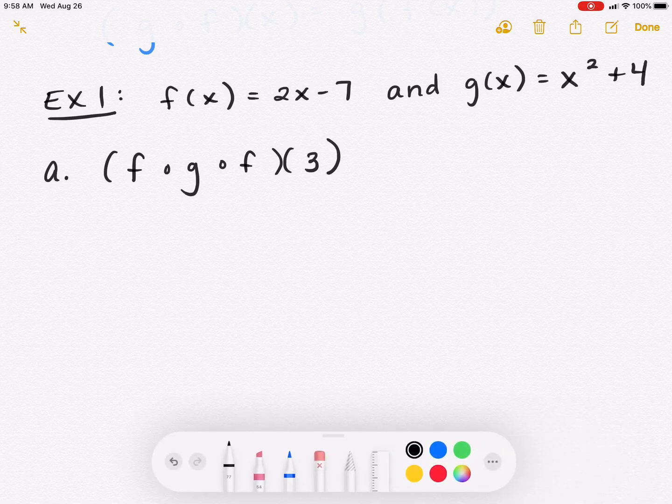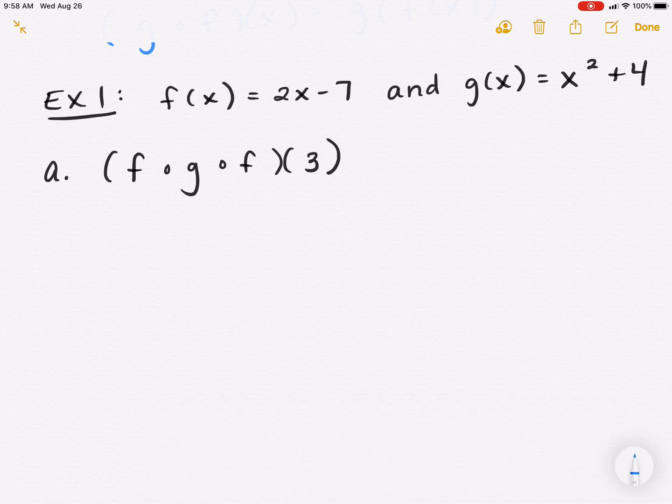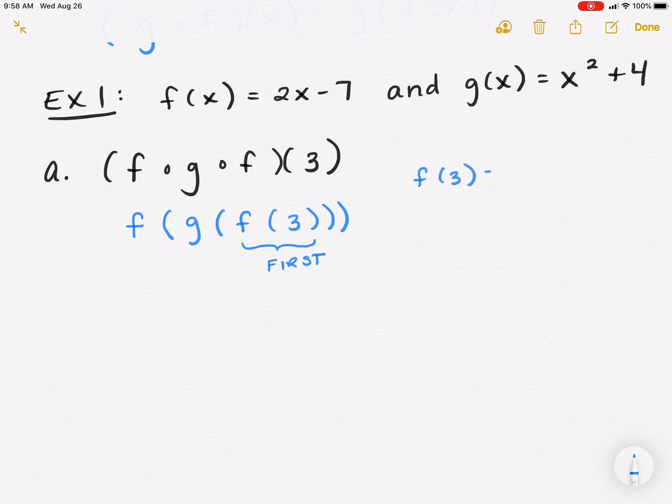Okay? So first thing again is when we have this notation with the open circles, the first thing that I want you to do is use the definition to replace all your open circles with parentheses. I like this notation better because it does a better job of showing me what we're going to do first. And what we're going to do first is we're always going to start with the innermost function. So I'm going to come over here and I'm going to figure out what f of 3 is equal to.